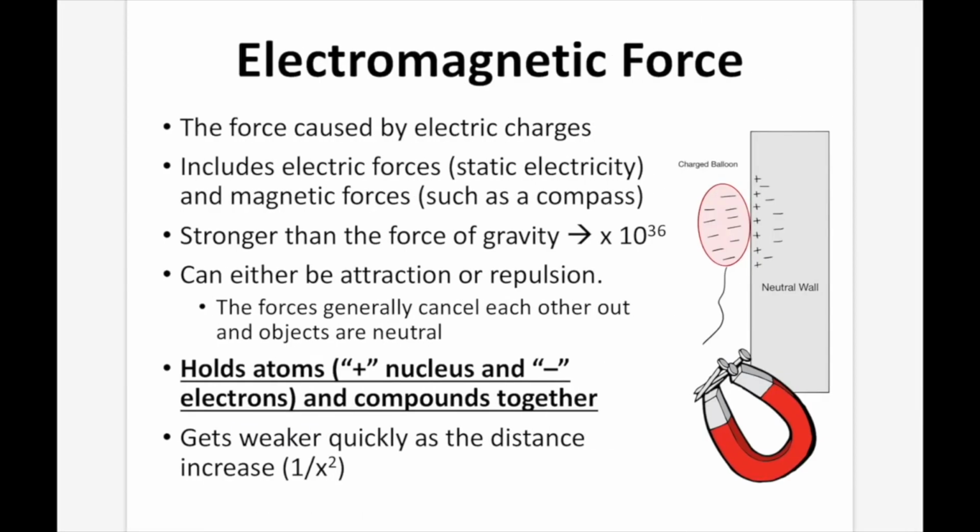predictable rate. Electromagnetic force. The force caused by electric charges includes electric force, static electricity, and magnetic force, such as a compass. It's stronger than the force of gravity, 10 to the 36, and can either be attraction or repulsion. The forces generally cancel out, however, so most objects are neutral. It holds atoms, the positive and the negative electrons, and compounds together, and it gets weaker as the distance increases by about 1 over x squared, similar to gravity. So if you stick a balloon to the wall after you rub it on your head, that's electromagnetic force. If you use a magnet to hold nails, that's the electromagnetic force.